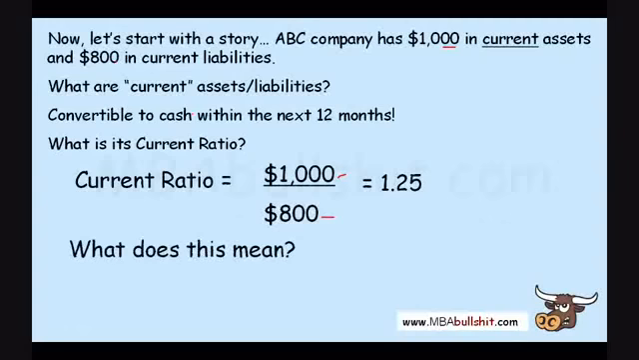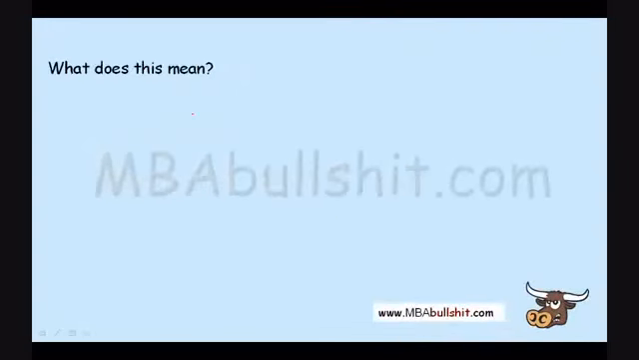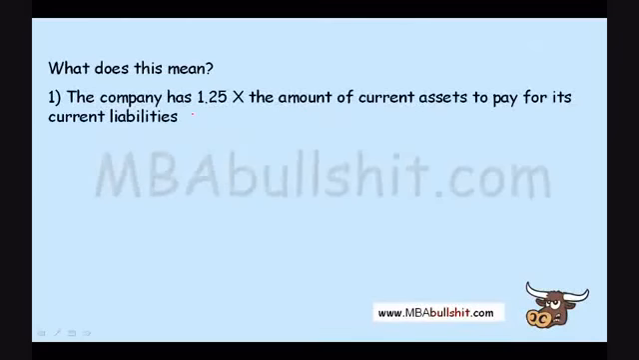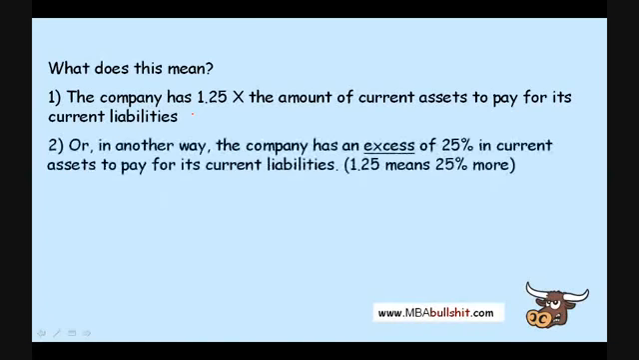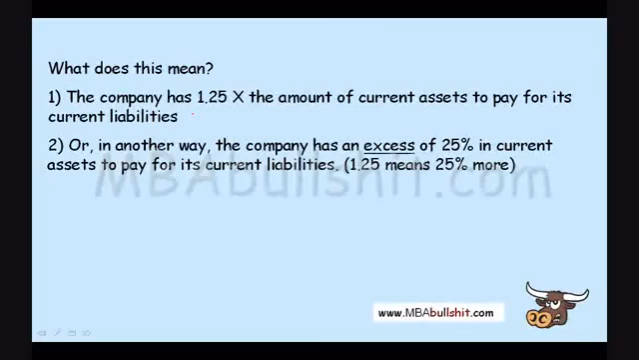So the more important thing is, what does this mean? What does 1.25 mean with the current ratio? Well, it means that the company has 1.25 times the amount of current assets to pay for its current liabilities. Or another easier way to understand it, if you don't understand the meaning of 1.25 times, is that the company has an excess of 25% in current assets to pay for its current liabilities. It has more than enough current assets to pay for its current liabilities.